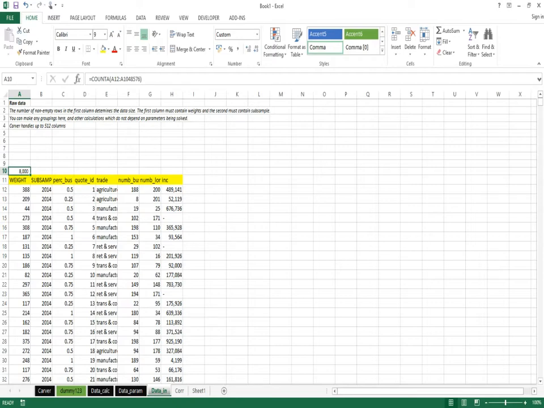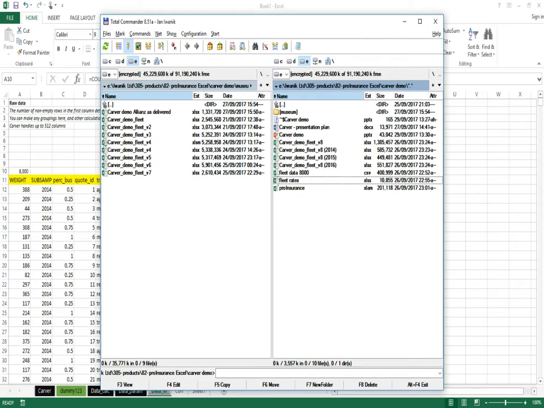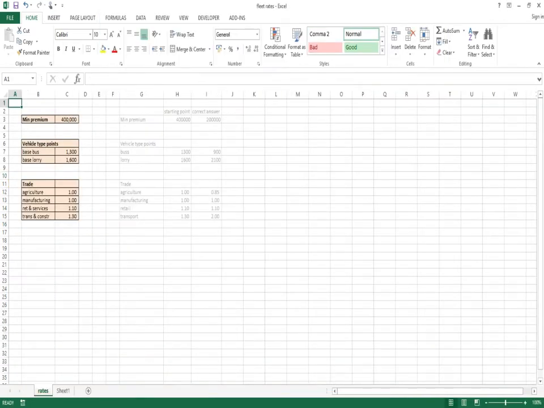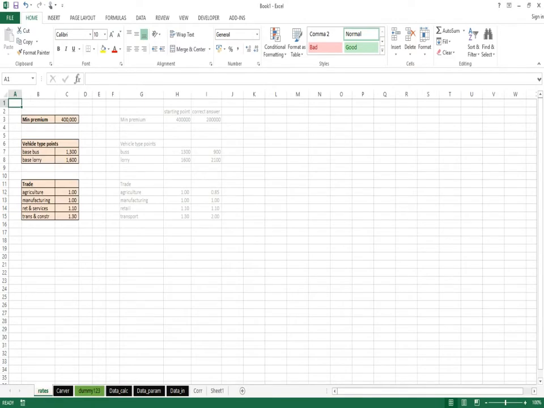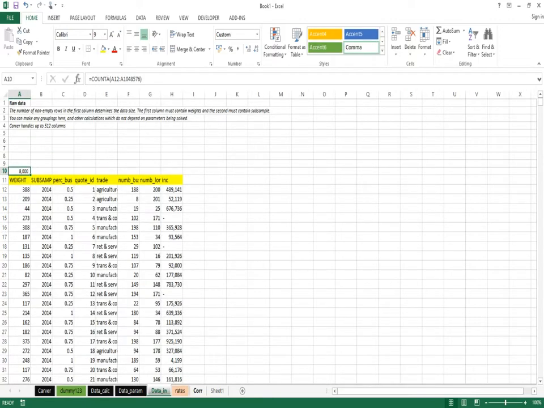I'll also copy and paste current rates to Carver, just so we have a good starting point. Copy to this new book, create a copy. Here we go, I'll move them to the end. So we have data and rates now in Carver. Now I'll take the data and analyze it by some one-way cuts.